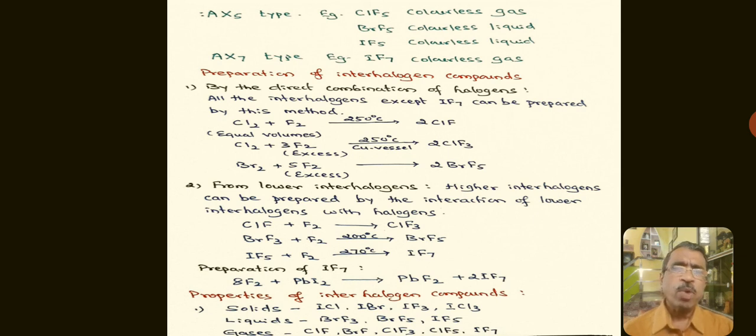Coming to the properties of interhalogen compounds, iodine chloride, iodine bromide, iodine trifluoride and iodine trichloride are all solids. Bromine trifluoride, bromine pentafluoride and iodine pentafluoride are liquids. Chlorine fluoride, bromine fluoride, chlorine trifluoride, chlorine pentafluoride and iodine heptafluoride are all gases.